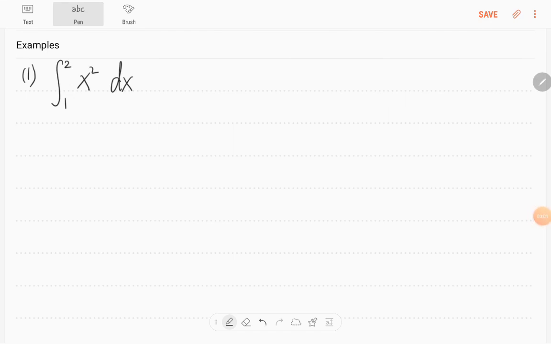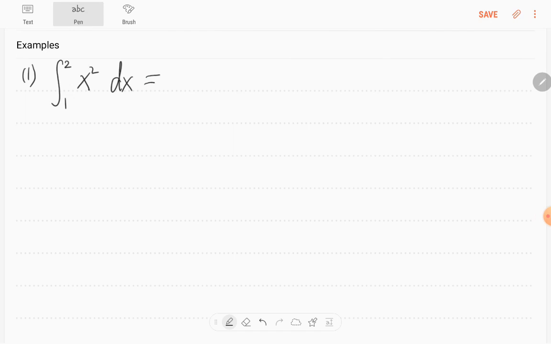So now let's look at more examples to see how we can use the fundamental theorem of calculus part 1 to compute the definite integral. So the first example, the integral from 1 to 2 of x squared dx.